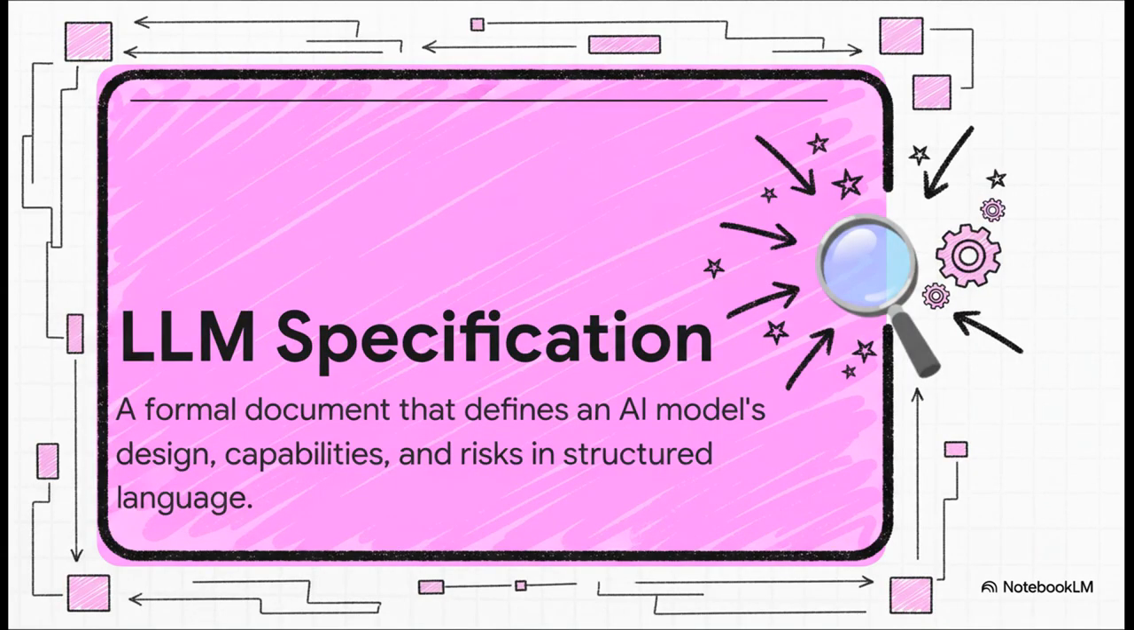And that's exactly where the LLM specification comes into play. Now, this is way more than just another document you have to fill out. It's a formal blueprint for your AI. It clearly defines the design, what it can do, and, most importantly, the risks, all in that structured, rigorous language that enterprise governance teams not only understand but absolutely require for sign-off.